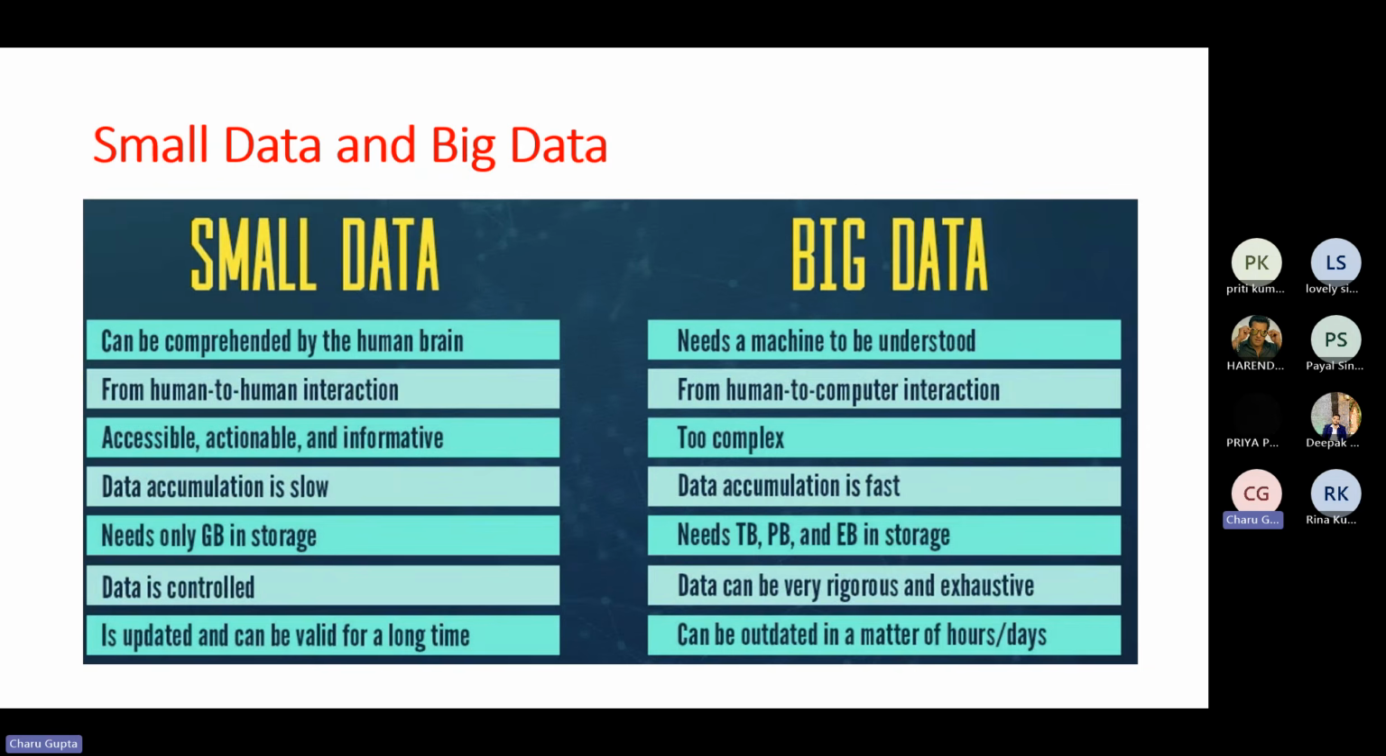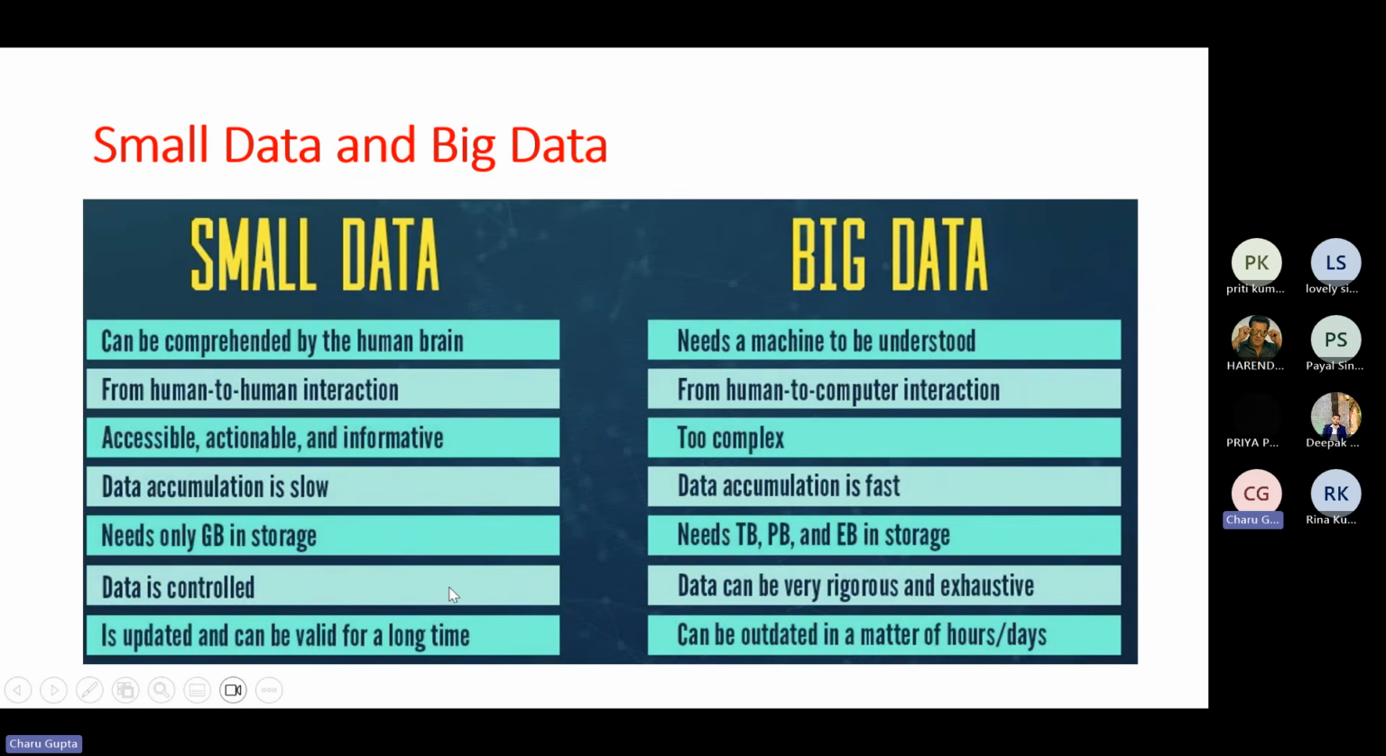This is a tabular form of difference between small data and big data. You can read it. Small data can be comprehended by the human brain. Big data requires large algorithms and large computation machines. Small data arises from human to human interaction, whereas big data arises from human to computer interaction. Small data is accessible while big data is very complex. In small data, accumulation is slow, while in big data, accumulation is very fast.